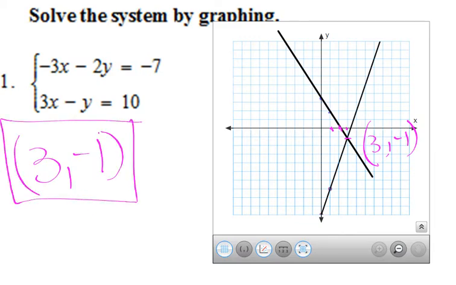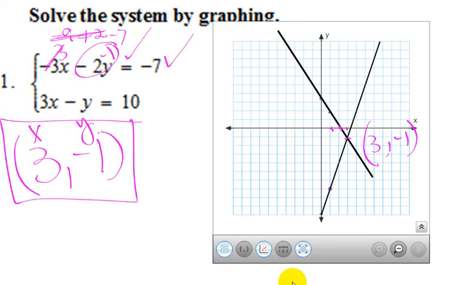Now to check this for sure, we would plug in 3 for x and negative 1 for y and see if it makes a true statement. So if we plug in a 3 there and a negative 1 there, we get negative 3 times 3, which is negative 9, and negative 2 times negative 1 is a positive 2. Negative 9 plus 2 is a negative 7. Negative 7 does equal negative 7, so that checks.